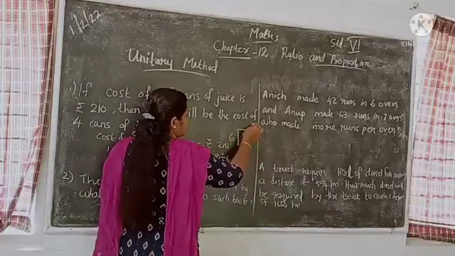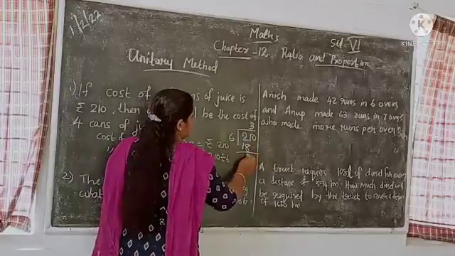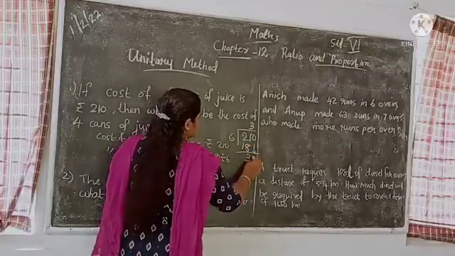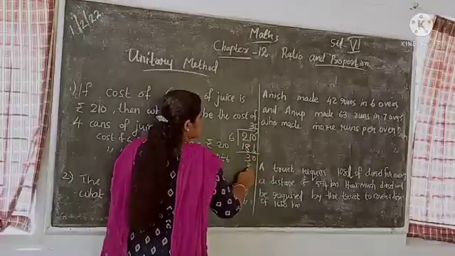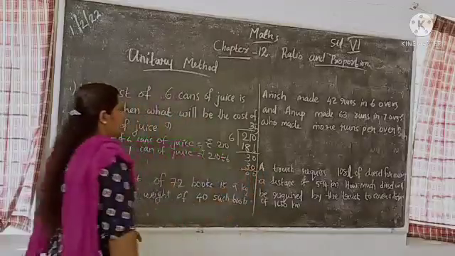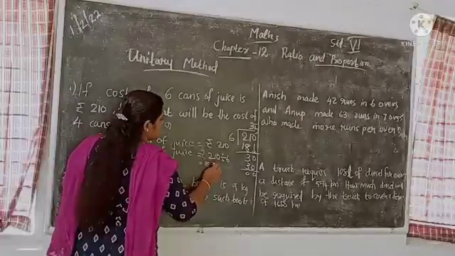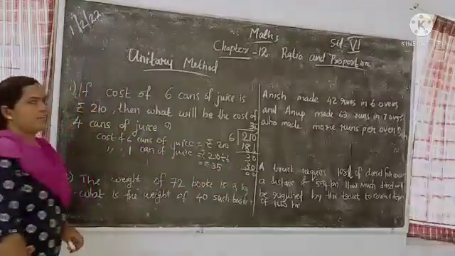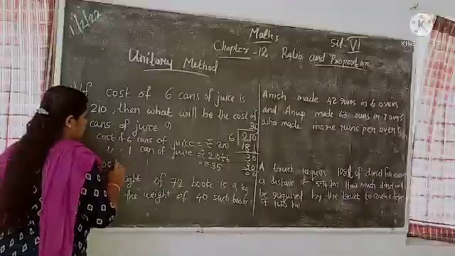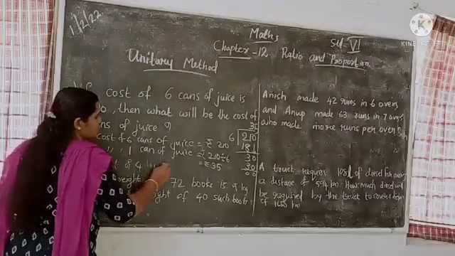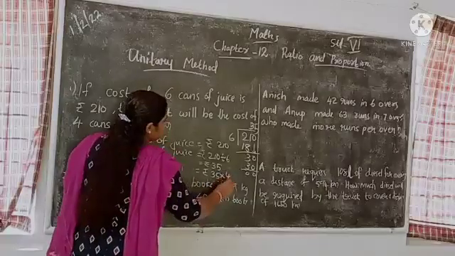21, 3 times. 3 into 6, 18. Remainder 3, bring down 0, 30. 5 times. 5 times 6 is 30. Then the cost of 1 can of juice is rupees 35. Now we can find the cost of 4 cans of juice. Cost of 4 cans of juice is equal to rupees 35 into 4.